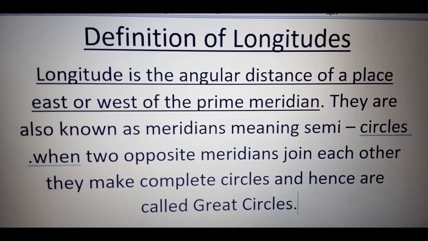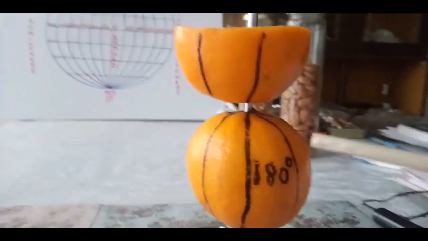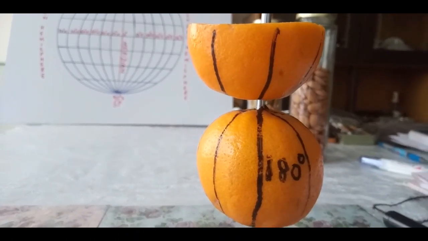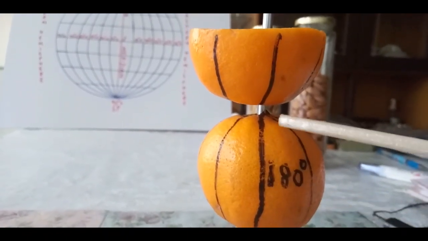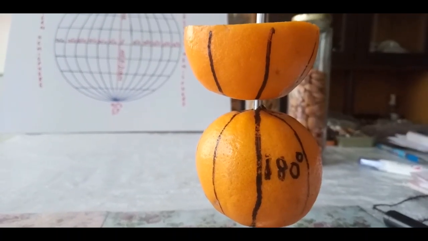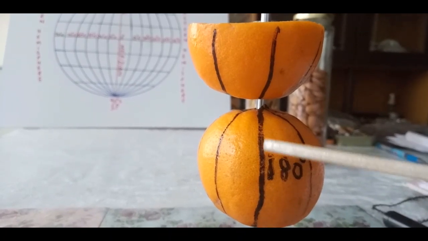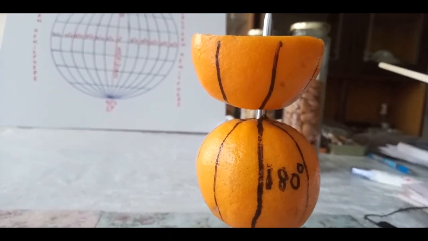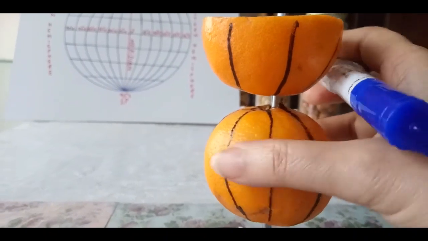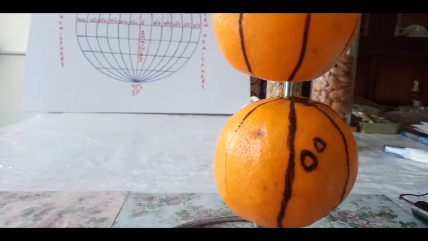Children, to make you understand how the angular distances are marked, because longitudes are also angular distances marked by joining the North Pole and South Pole. So here I have made an angle of 180 degrees. So how do I make it? And suppose when the earth rotates, it comes again to 0 degrees. So what do we do?